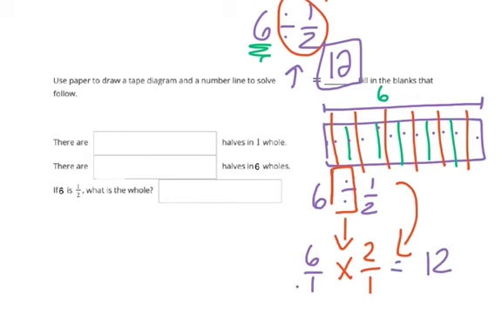But look, on your quiz, it's going to say there are blank halves in one whole. How many halves are there in one whole? Very good, Derek. There are 2 halves in one whole. You're going to have to fill this in on your quiz. How many halves are there in 6 wholes? There are not 3 halves in 6 whole numbers. Thank you, William. There are 12. So if 6 is half, what is the whole? The whole would be 12.